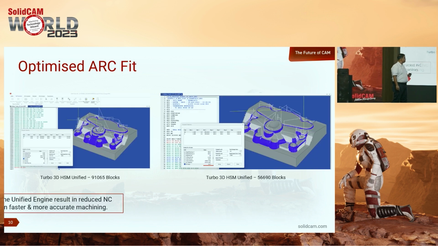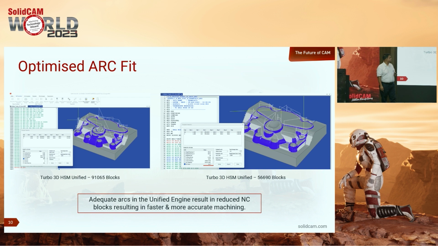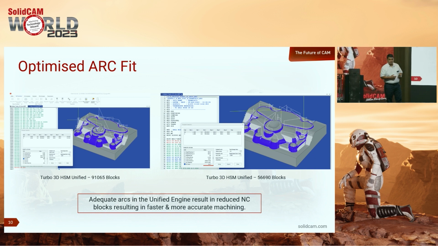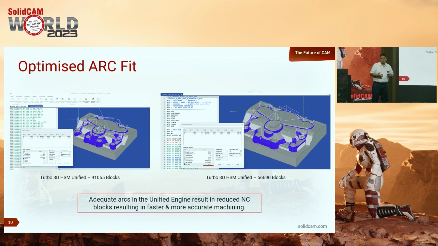Arc fit. Now, something stuck with me, I don't know if you can see it, but actually Turbo 3D HSM is generating more arcs than the Unified engine, okay? Almost 2 times more arcs. So if, let's say, Turbo is generating 9,000 arcs, Unified will generate 4,500 arcs. And this was one of the features that was told to us that it's going to be pretty good at generating arcs. But when I saw that it was generating fewer arcs, we started investigating.